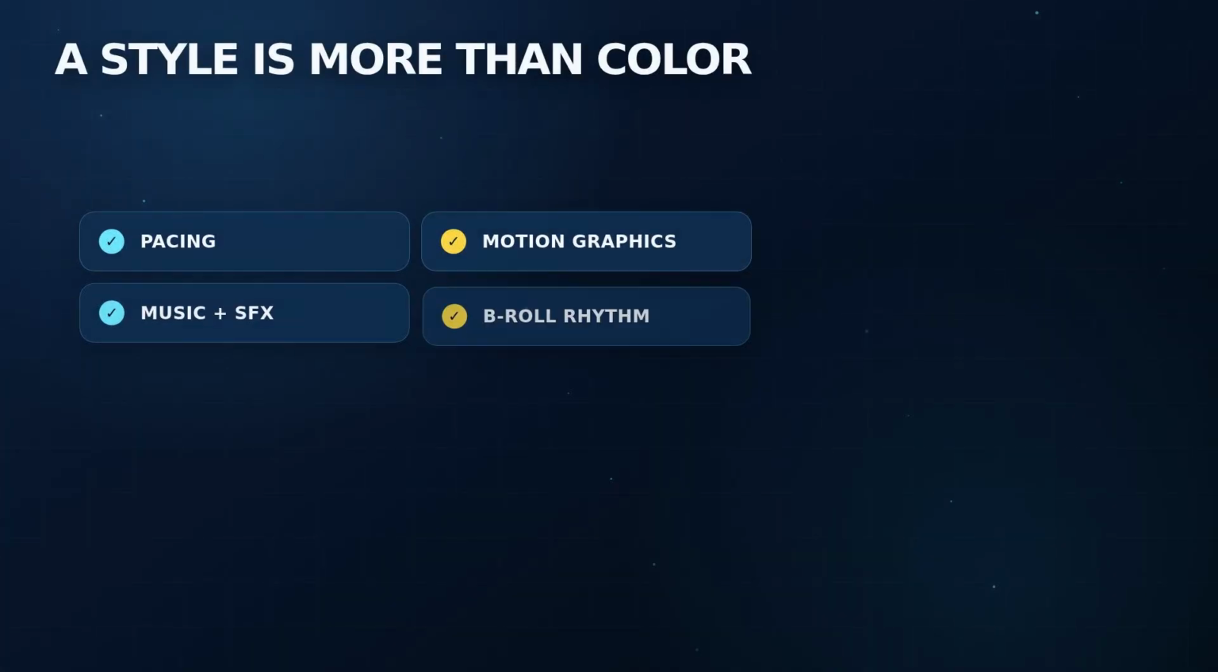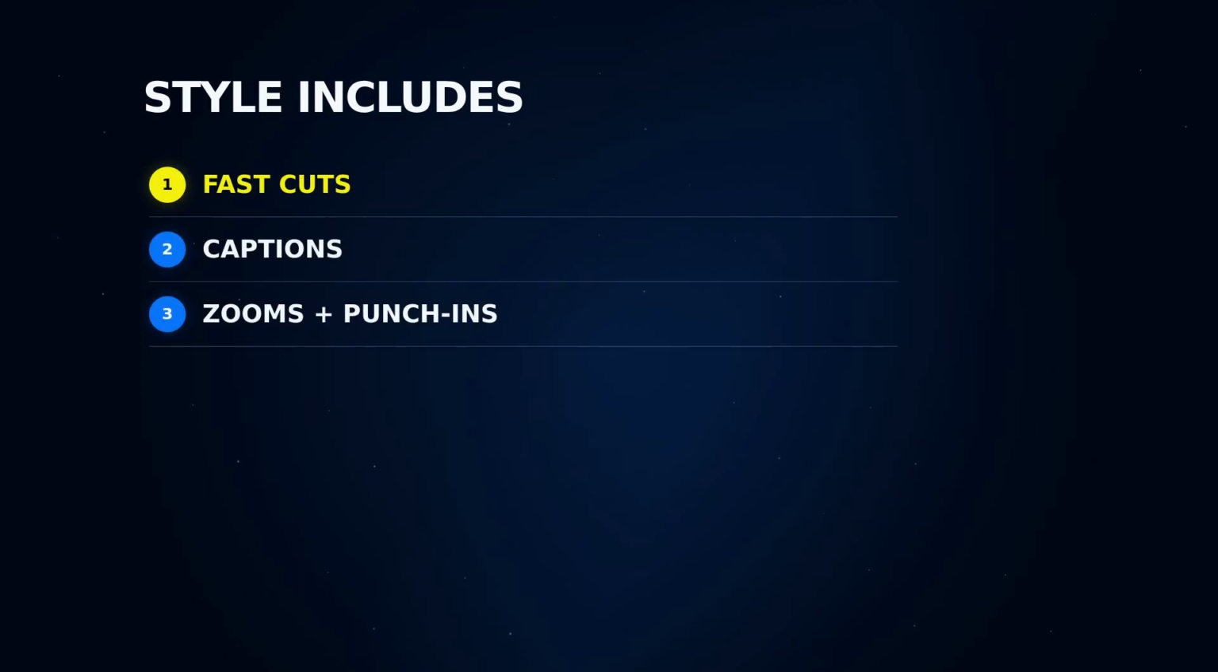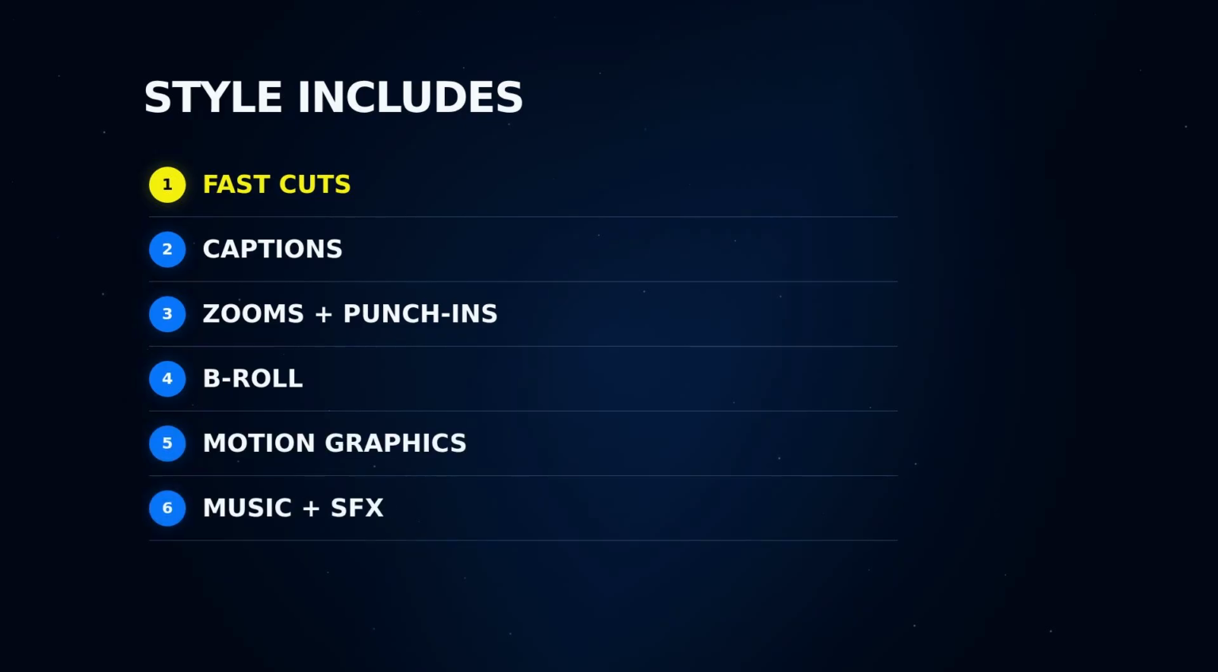For example, a style may include fast cuts, captions, zooms and punch-ins, B-roll, motion graphics, music, sound effects, picture-in-picture scenes, or a calmer, more natural edit. So I know what I'm selecting before the edit begins. But this is where it gets even more interesting.